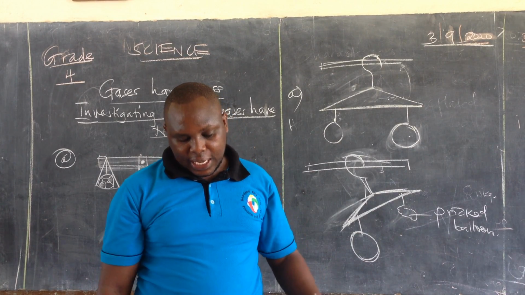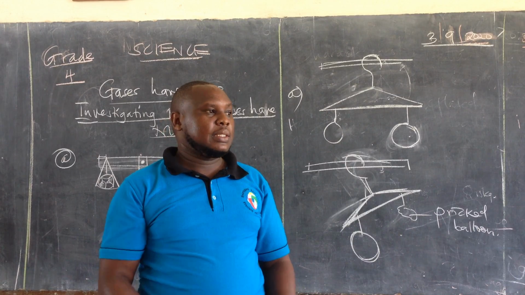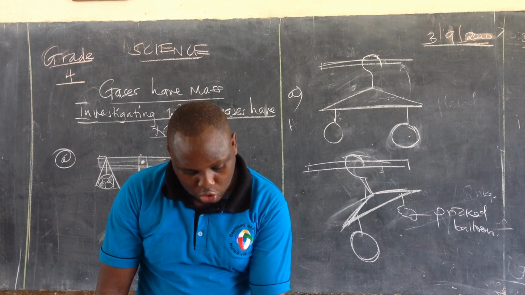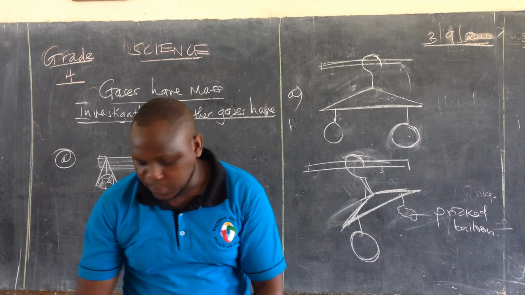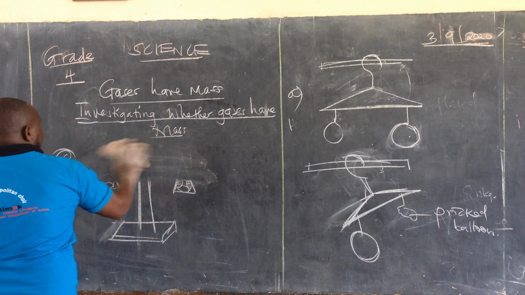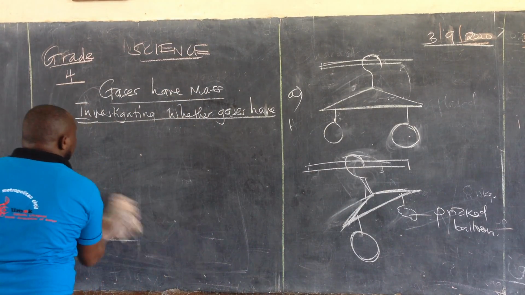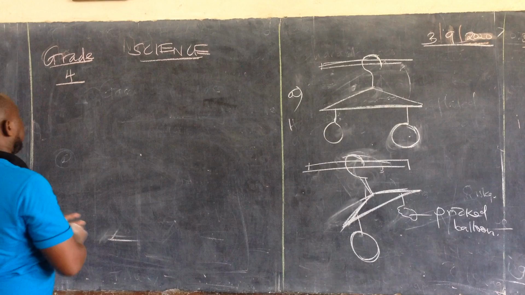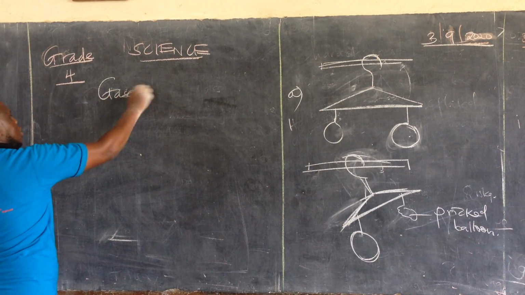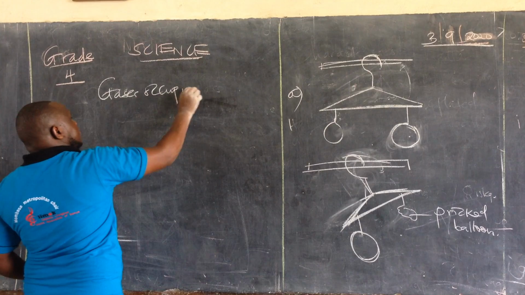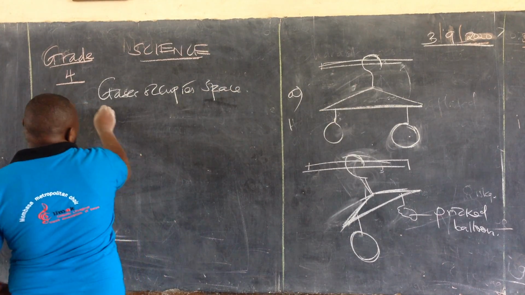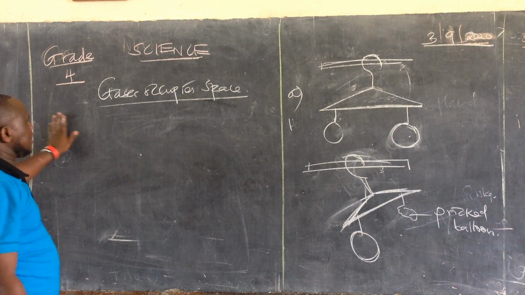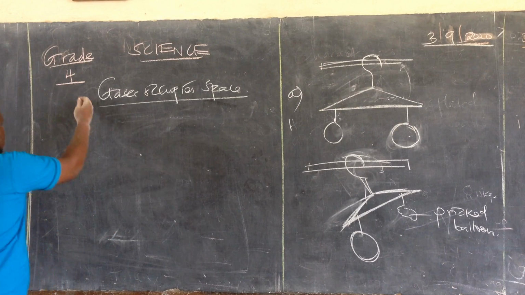The last experiment I want us to do is an experiment to confirm that gases occupy space. I'll do one, then later next time I'll do another one. So I'm going to draw an illustration to show that gases occupy space. I'm going to do one experiment, then the next experiment for you to be able to do. So this is what will happen.